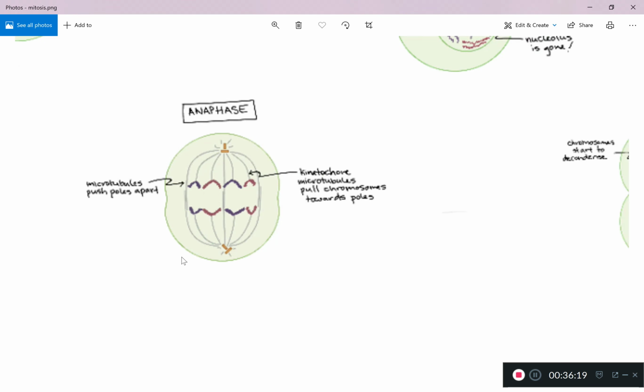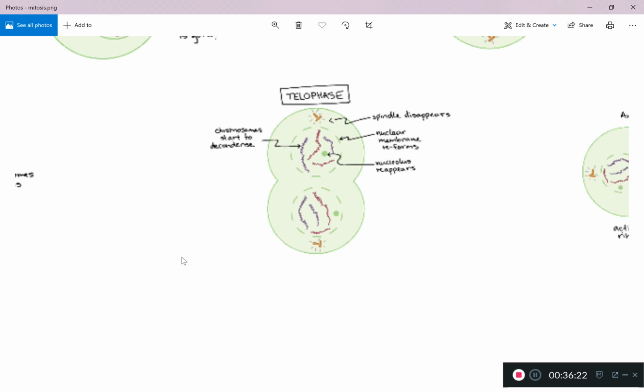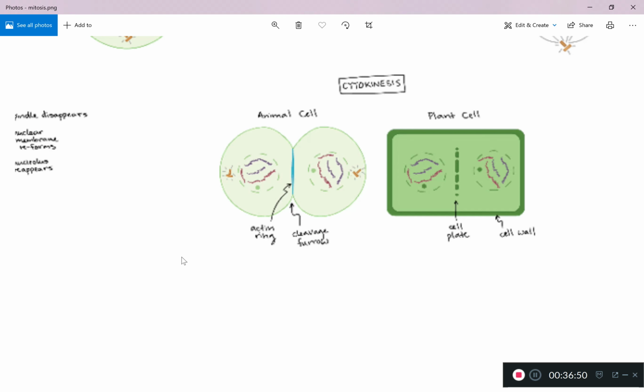Now after anaphase, you'll enter telophase. Telophase is where two daughter nuclei form, meaning that you're starting to reform the nuclear membrane. The spindles detach and break down. And then the chromosomes start to decondense. At that point, you enter something called cytokinesis. So cytokinesis will start beginning. And depending on what cell type you're in, whether it be animal cell or plant cell, will determine the type of cytokinesis that will happen.